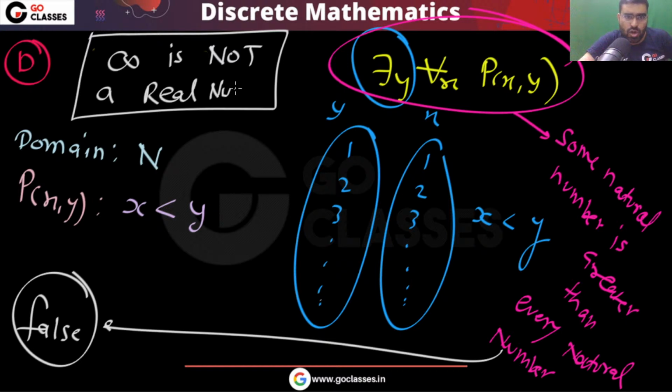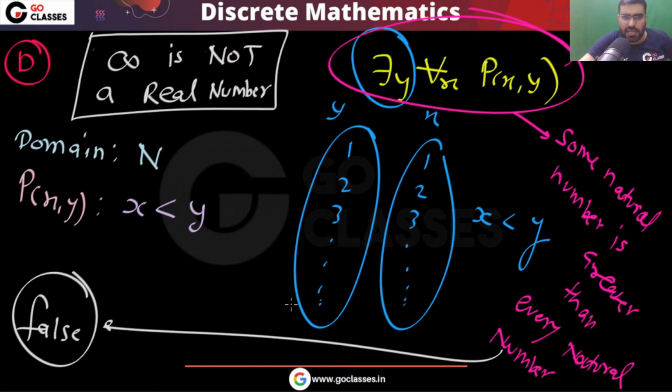This infinity does not belong to the set of real numbers. This infinity is not a natural number. This infinity is not an integer. You cannot take infinity. Remember, infinity does not belong to the domain. Your domain is the set of natural numbers. Please understand, infinity does not belong to the domain. Infinity is not a real number. Infinity does not belong to natural numbers. So infinity is not a number. So remember, you cannot take infinity.